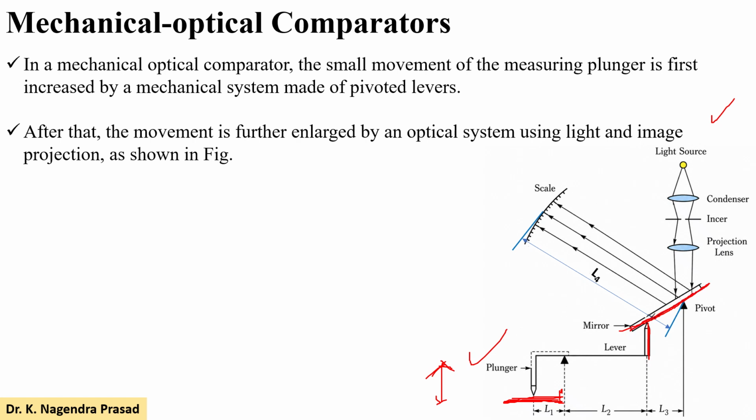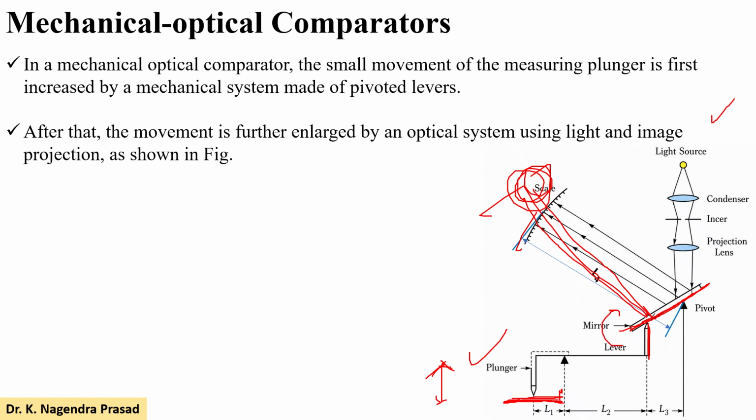And so light has to fall on the mirror, which is projected on the pointer scale. Due to the movements of this lever, the mirror also deflects, and the projected light changes its position. Due to this, the errors will be identified. So let's see the basic principle.